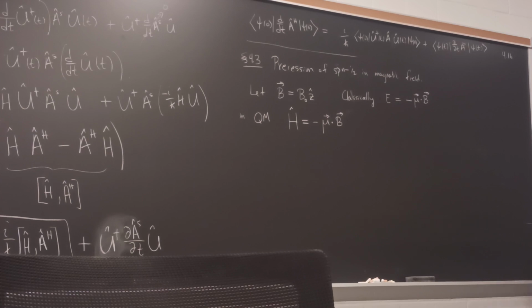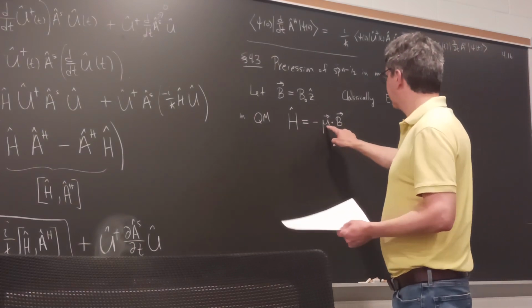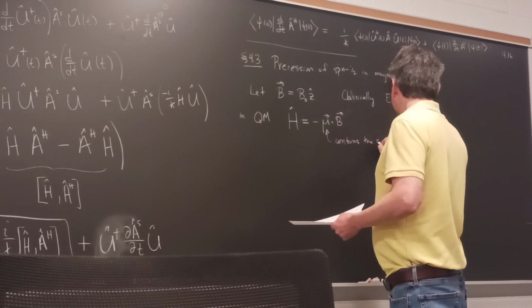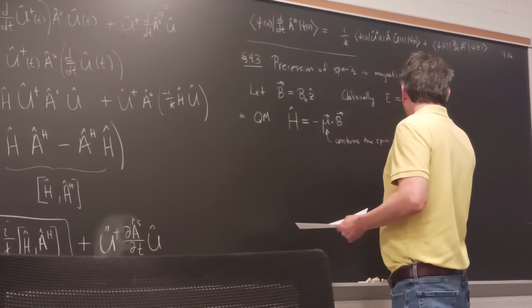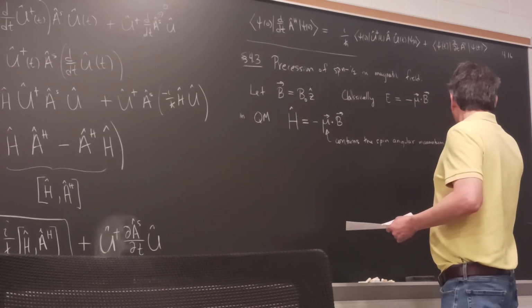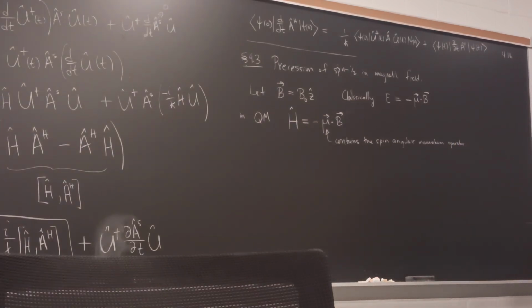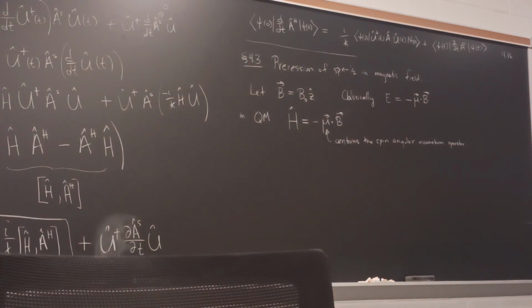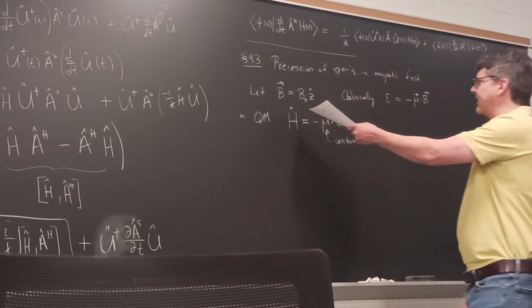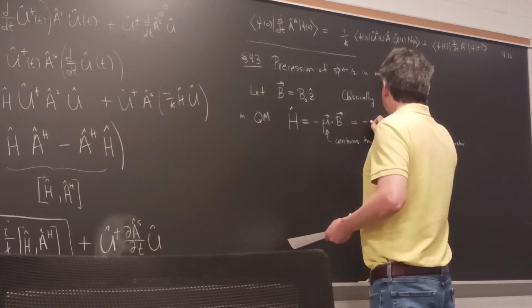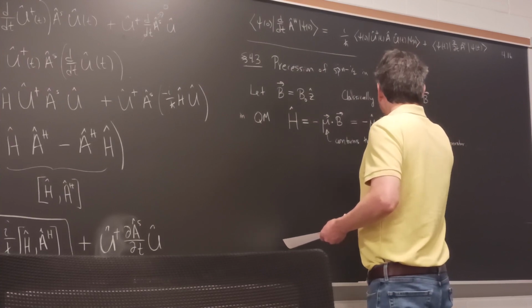But now this mu contains the spin angular momentum operator. The magnetic moment is going to contain that operator, and so mu here is actually an operator. Now, if B is only in the z direction, then this will equal minus mu hat z times B_z.